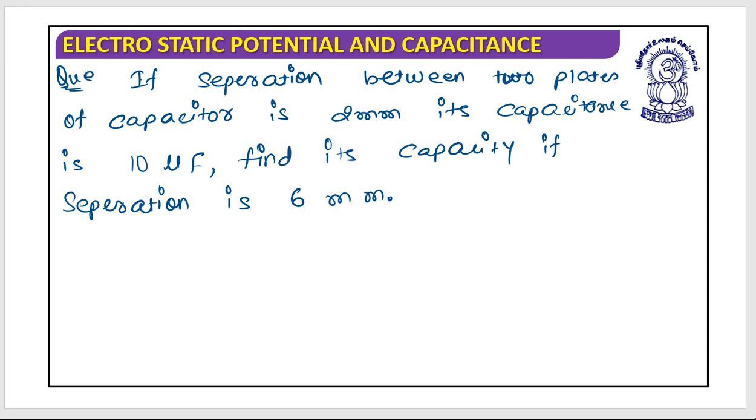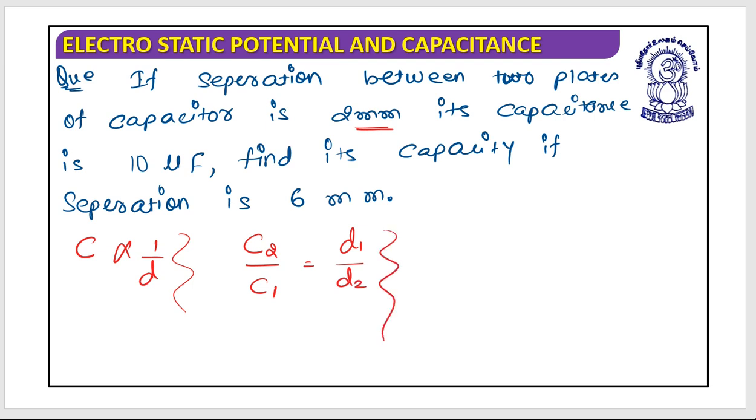Yes, what they have changed is the separation only, so there is no change in the cross sectional area. So what I know is that C is inversely proportional to D. C is inversely proportional to the separation between the two plates of a capacitor. So if this is the case, what I can have is C2 by C1, and that should be equal to D1 by D2. As we know that 2 is used for the new capacity and 1 is for the previous capacity.